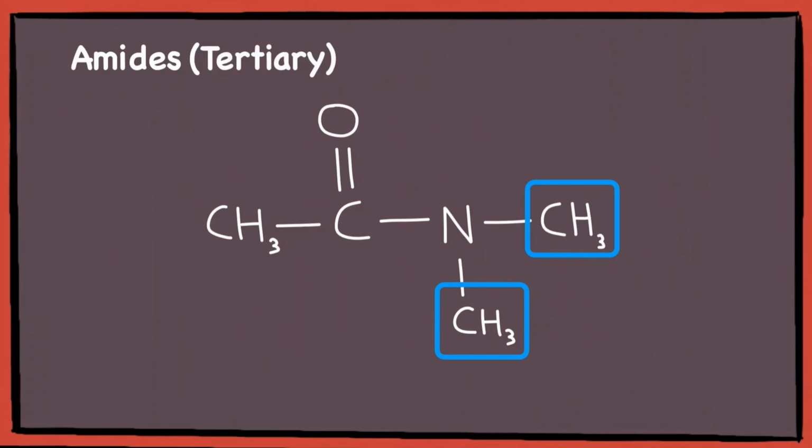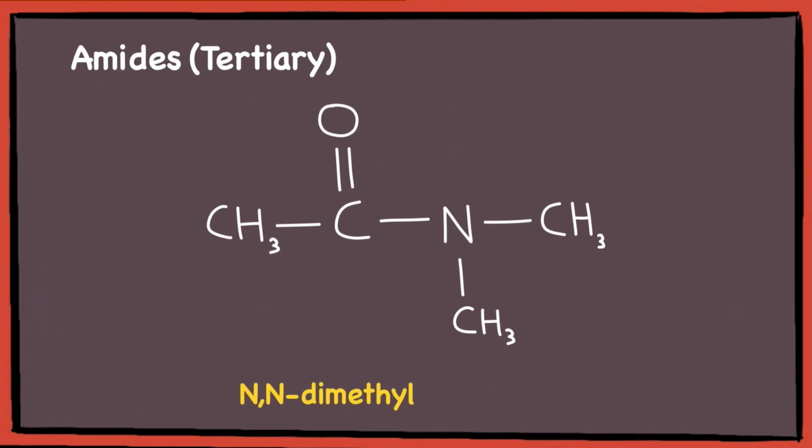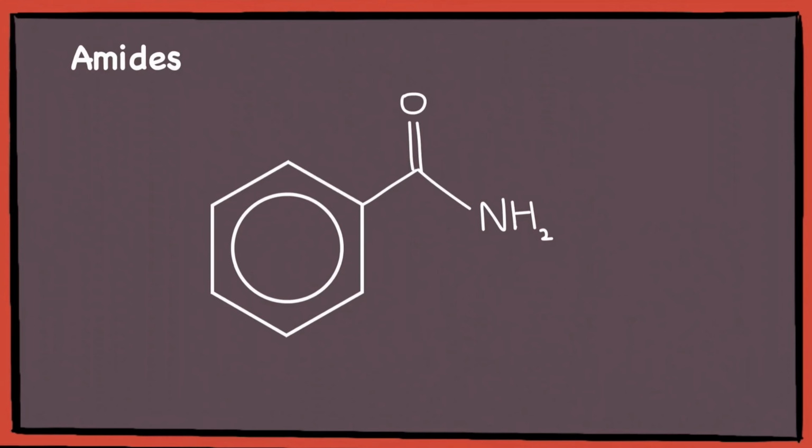For this example, notice that there are two methyl groups attached to the nitrogen atom, making this a tertiary amide. Thus, its prefix will be called N,N-dimethyl. And since there are two carbon atoms in the parent chain, the parent chain name will be called ethan. Lastly, combining everything together with the amide suffix, its name will be N,N-dimethylethanamide. Let's take a look at one final example.